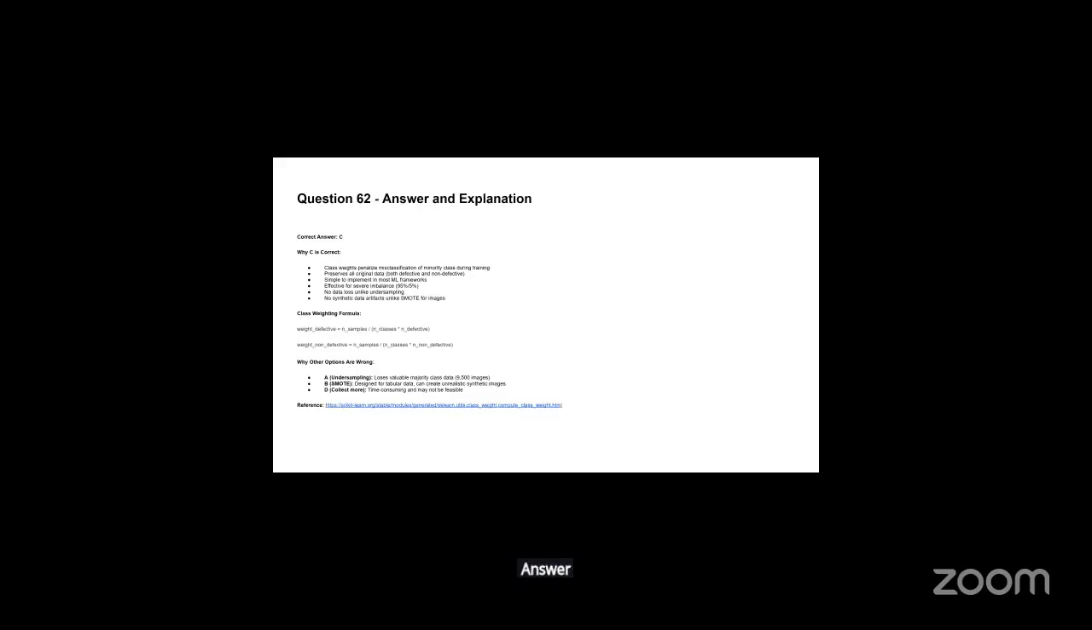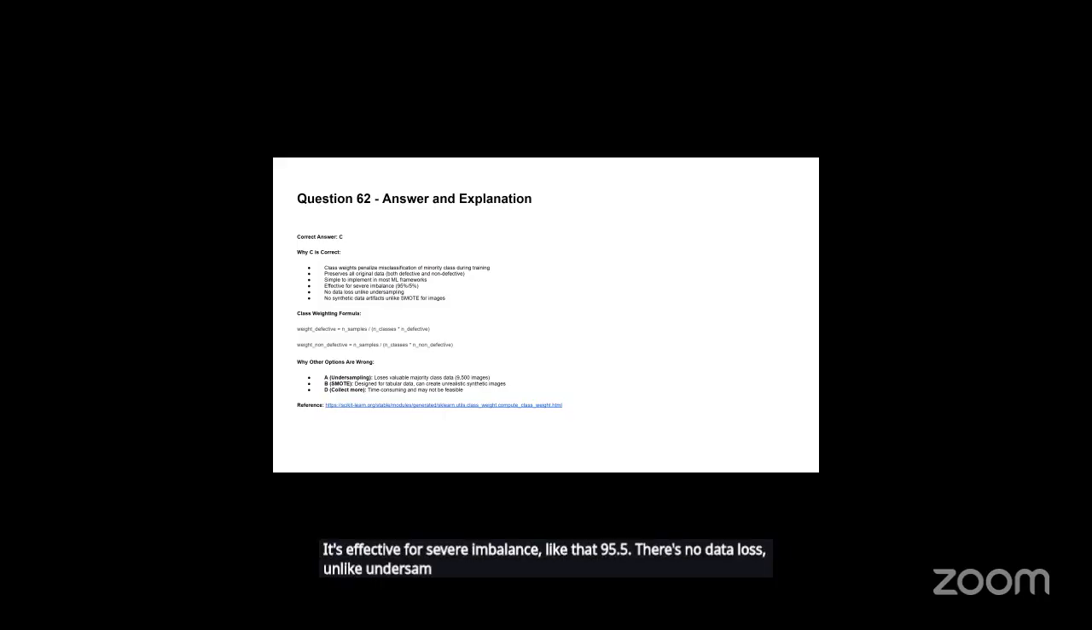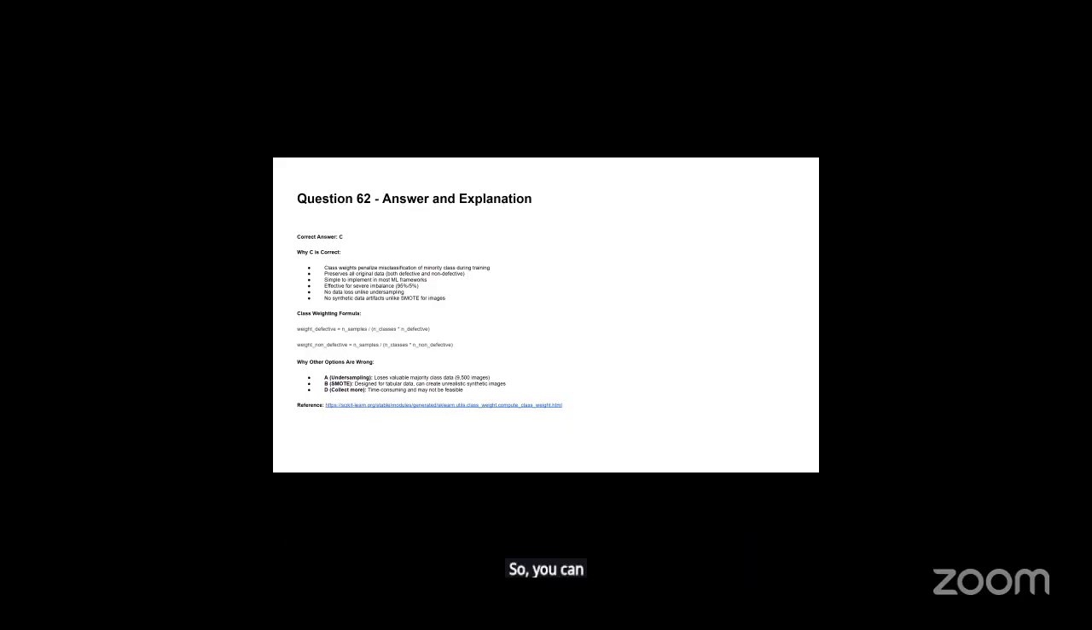Answer is C. So class weights penalize misclassification of the minority class during training. It preserves all original data, both defective and non-defective. It's simple to implement in most machine learning frameworks. It's effective for severe imbalance like that 95/5. There's no data loss, unlike undersampling, and there are no synthetic data artifacts, unlike SMOTE for images. So you can see the class weighting formula below.